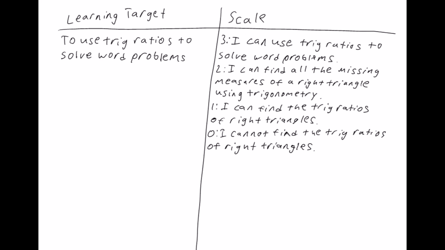The learning target for today is to use trig ratios to solve word problems. Scale: for a 3, you can use trig ratios to solve word problems. 2, you can find all the missing measures of a right triangle using trigonometry, which was a 3 in the last video. 1, you can find the trig ratios of right triangles. And 0, you cannot find the trig ratios of right triangles. Let's get started. Alright, so in this problem, they say the peak of a mountain is 400 meters high.